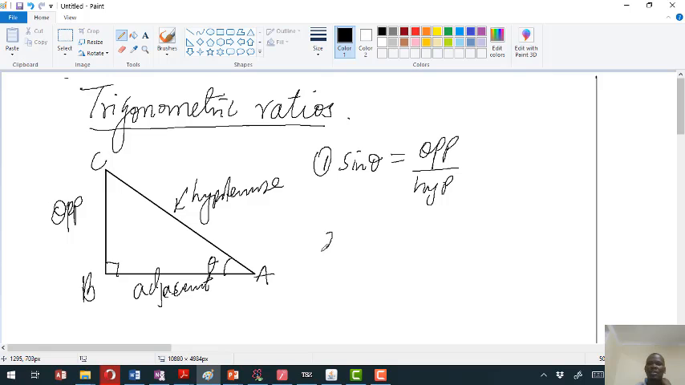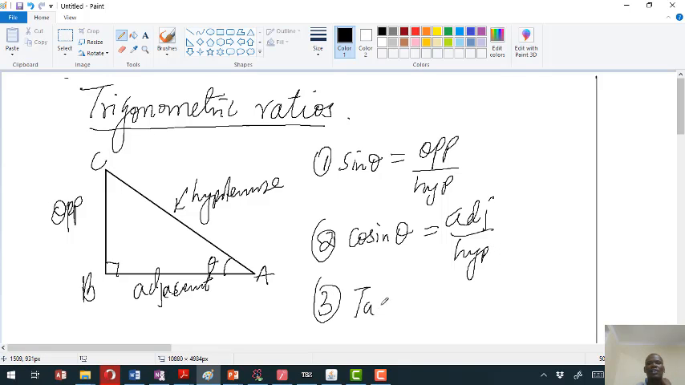Number two, cosine theta is equal to what? Adjacent all over hypotenuse. And then number three, we have tan theta is equal to opposite over adjacent. Okay, these are basically from the reference triangle which we have just drawn there.